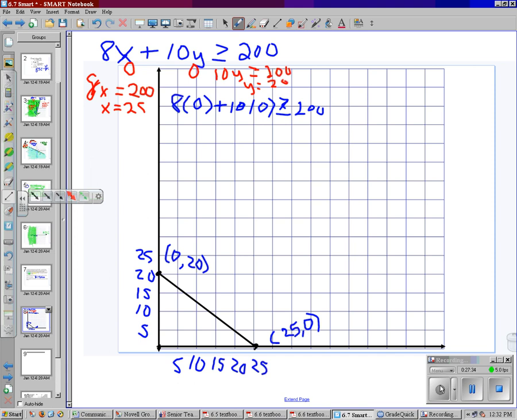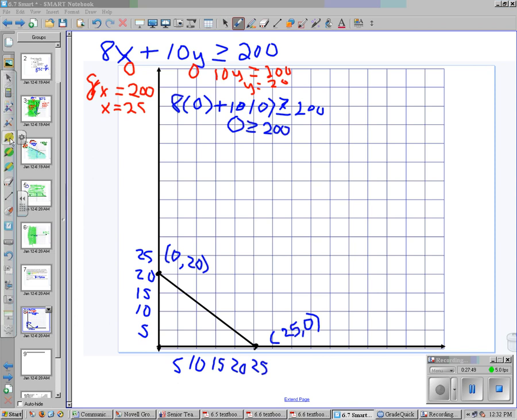Eight times 0? 0. 10 times 0? 0 plus 0? Is 0 greater than or equal to 200? No, then we don't want to shade below this line. Where do we want to shade? Above this line. That is so right.